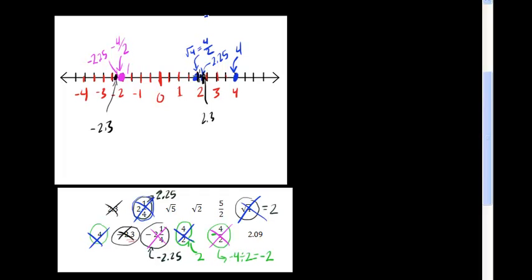So 2.09 is between that, a little bit more to the left. So here, 2.09. Now 5 over 2, well 2 goes into 5 twice, right, with a remainder of 1, or 1 out of 2, which is 2.5. So 5 divided by 2 is just 2.5. That's right here, 2.5.